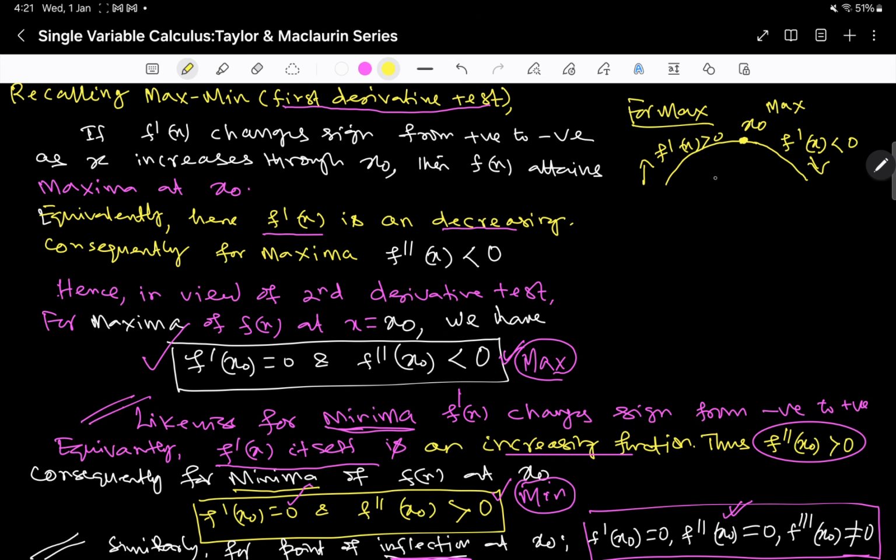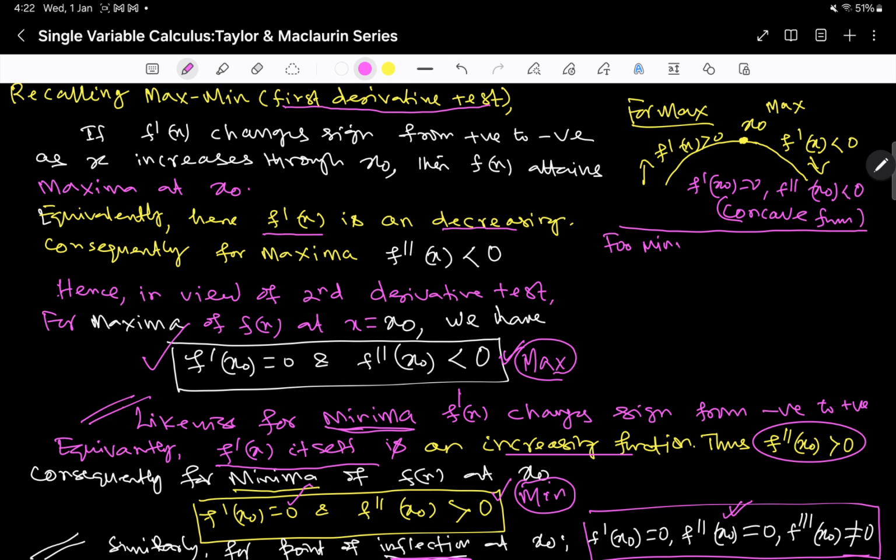So in view of this, we have f dash x0 equal to 0 and f double dash x0 negative here. This leads to your maxima. Of course, the function here is a concave function. Now similarly, for minima, what will happen?